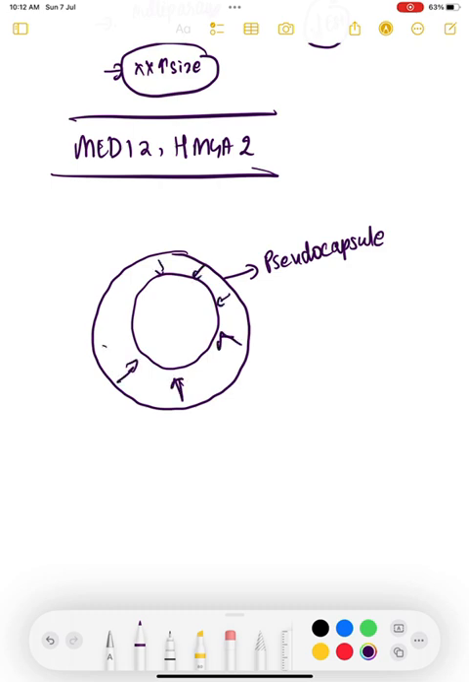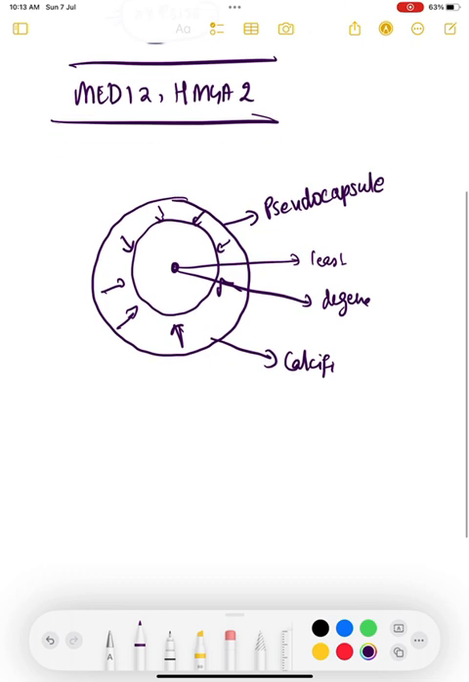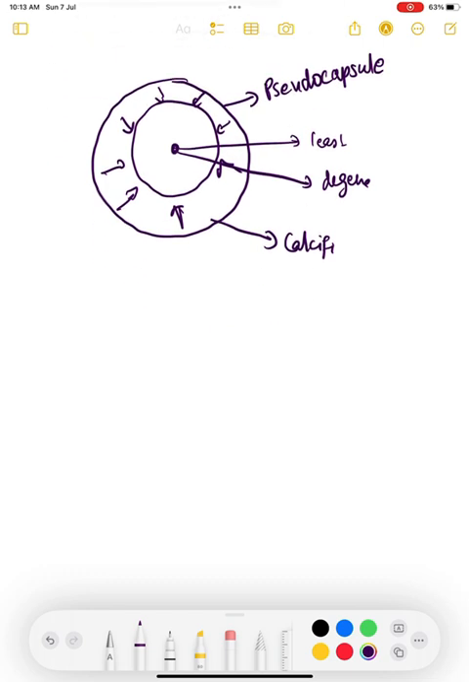So if a degeneration occurs, where does the degeneration occur, my dear friends? You tell, because the center has the least blood supply. So the degeneration occurs from the center. Whatever calcification occurs, occurs from the periphery. Okay, so that's about the pseudocapsule or the capsule.